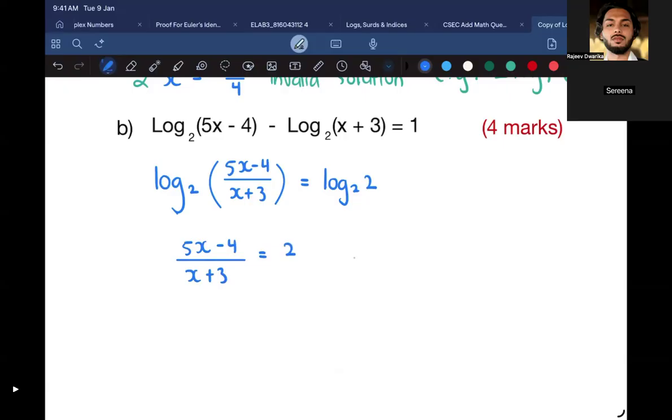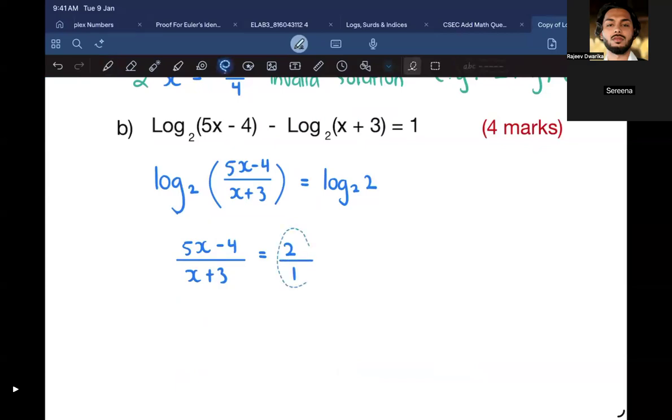From here, you could multiply both sides by x plus 3. Or how I would do it, I would just say it's a cross multiply, right? But either one is correct. I'm going to cross multiply. If you multiply both sides by x plus 3, the x plus 3 and the x plus 3 will cancel off on this side, and you're going to end up with 2x plus 6 on this side. Sure, that's correct.